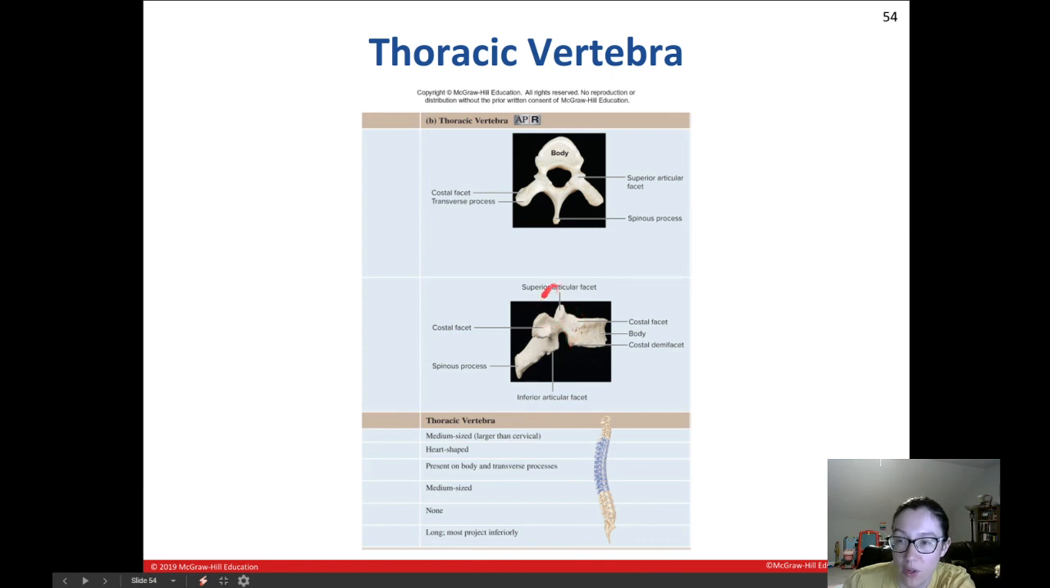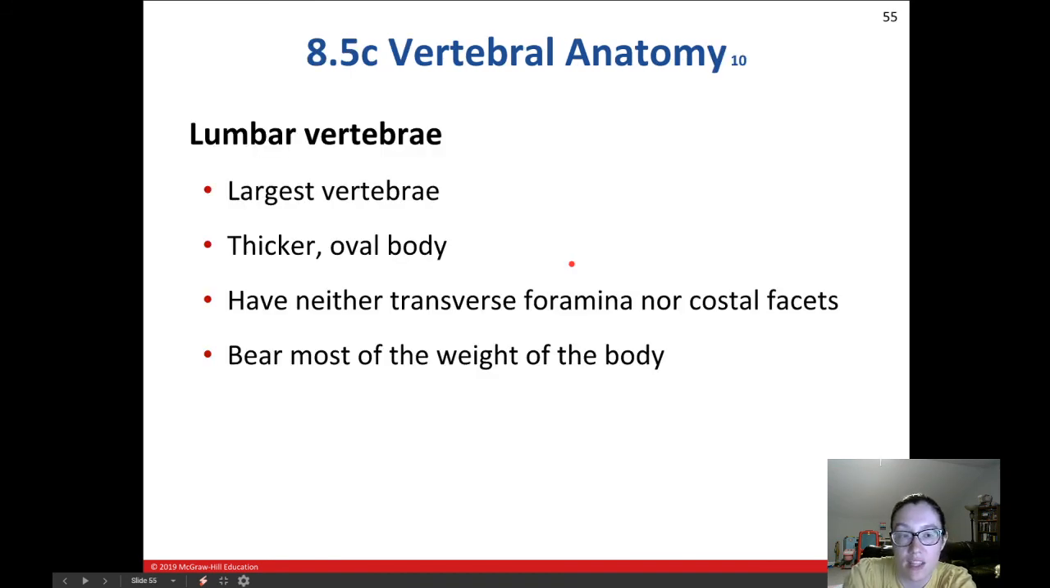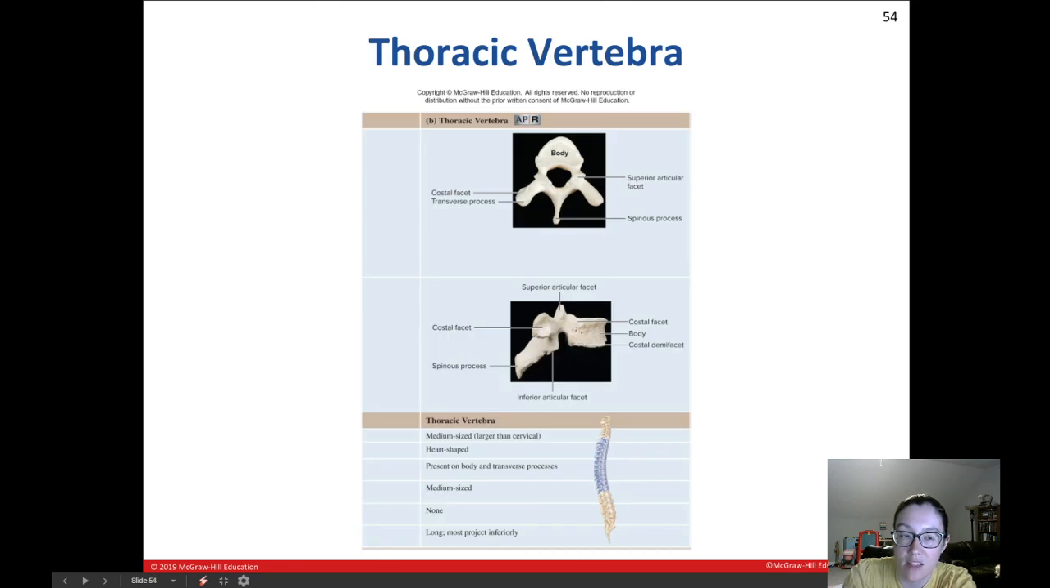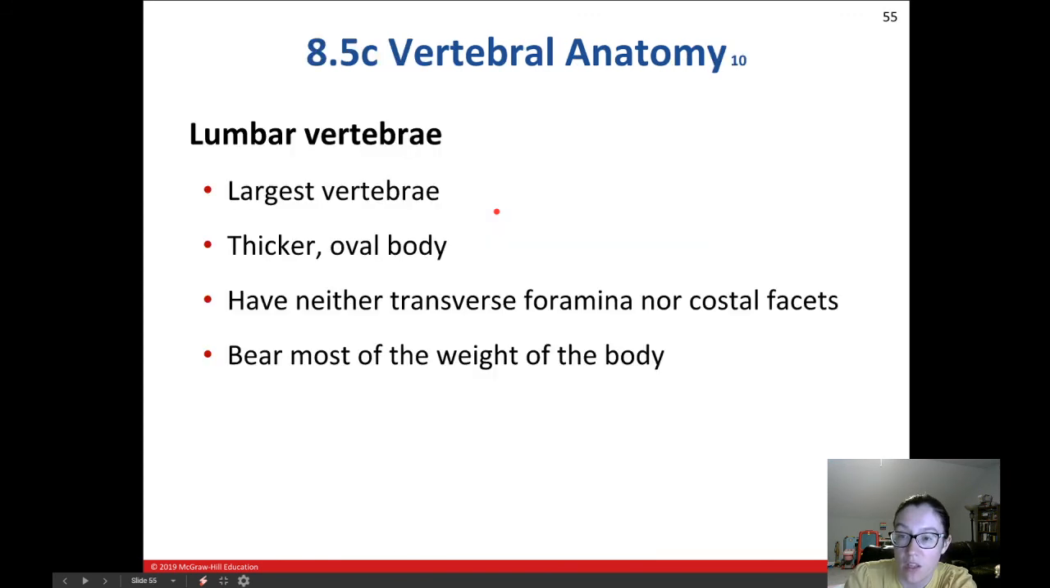And you still have the superior and inferior articular facets also. And once again, you've got your vertebral foramen here, your body, and then your lamina and your pedicle. So it still has all of the same pieces as the normal vertebrae. We're just kind of talking now about the differences. And there are 12 of them.